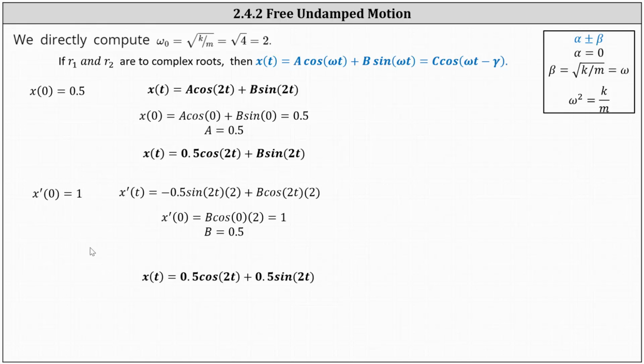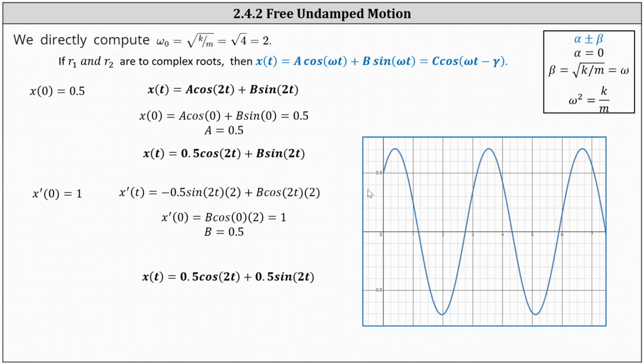Before we go, let's take a look at this graph. Notice how the amplitude and period don't change because we have free undamped motion. At time 0, we can see the mass is 0.5 meters to the right of the resting position.